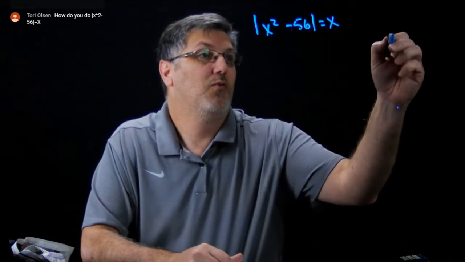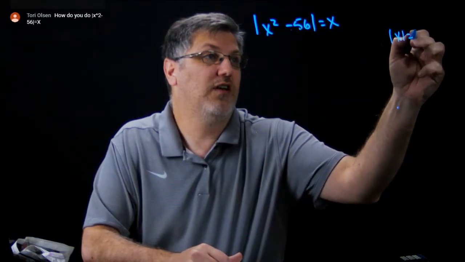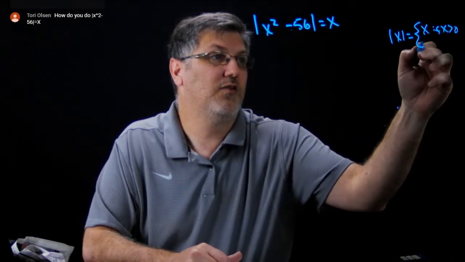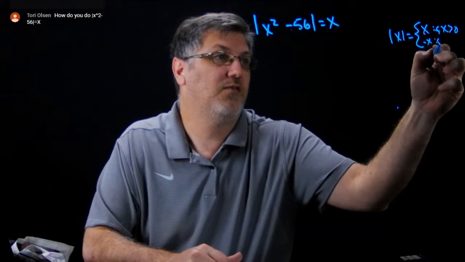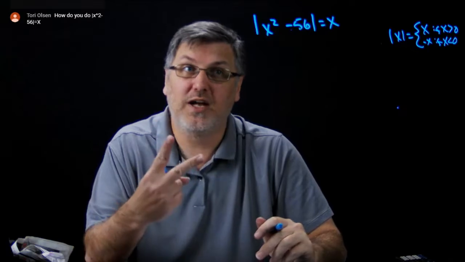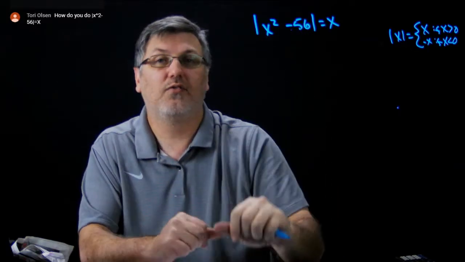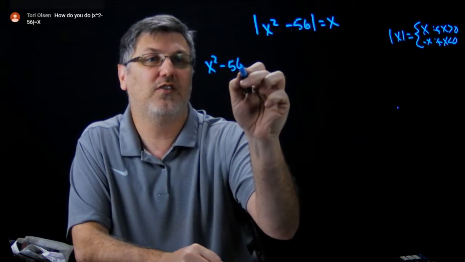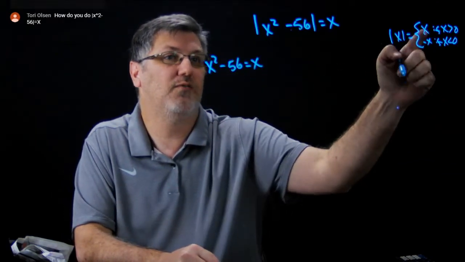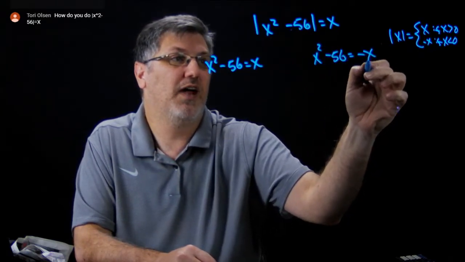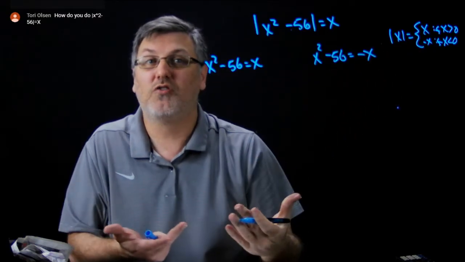So with the absolute value, we know that there are two cases. We know that the absolute value of x equals x if x is greater than 0 and negative x if x is less than 0. All right, that means we have two cases. So to get rid of this absolute value, I have to write it as two equations. I have one equation, which is x squared minus 56 equals x. That's the positive version. And then we have x squared minus 56 equals negative x. That's the negative version. And we solve both of these equations.